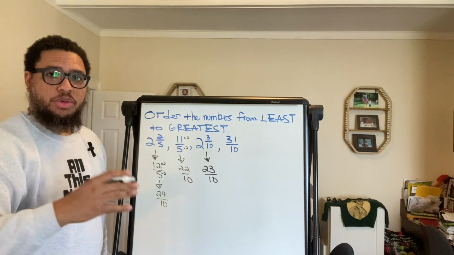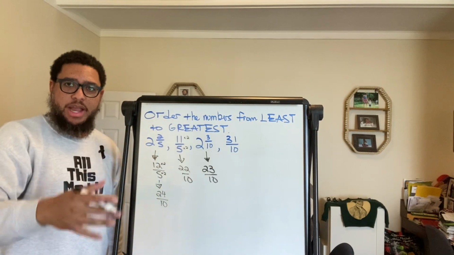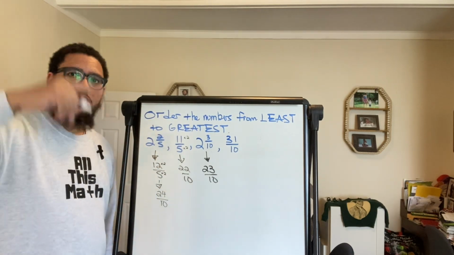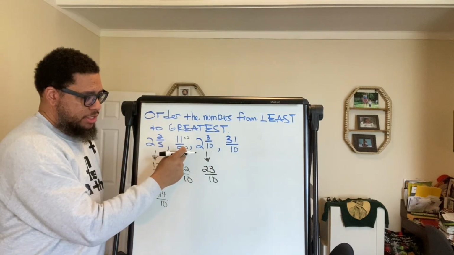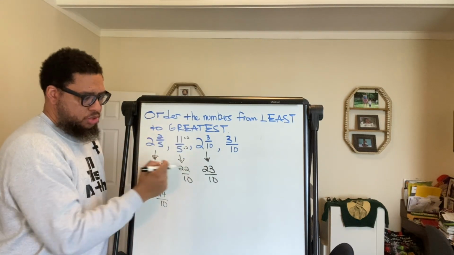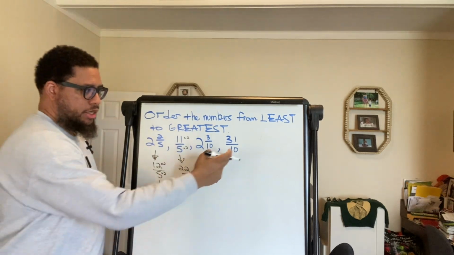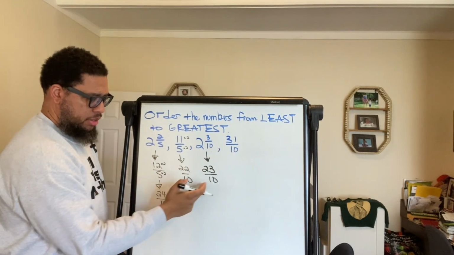Whatever you do down the bottom, when you're dealing with common denominators and trying to find equivalent fractions, is what you're going to do up top. 5 times 2 is 10. 11 times 2, 22. Now we straight. Now our denominators are all the same.